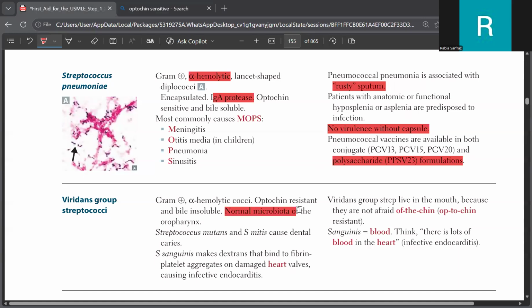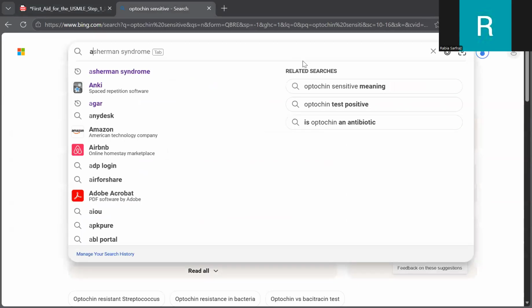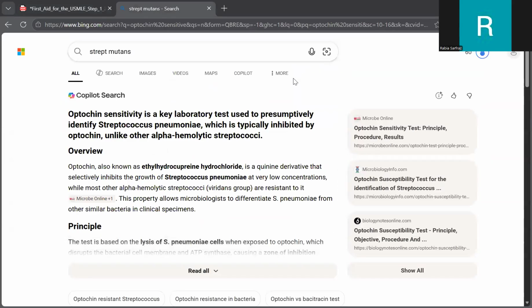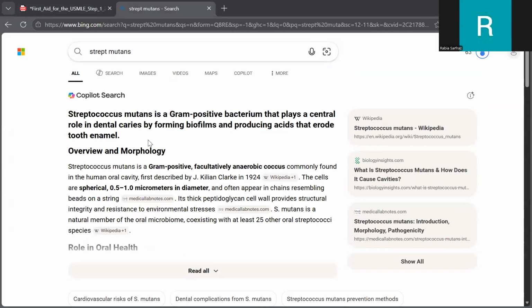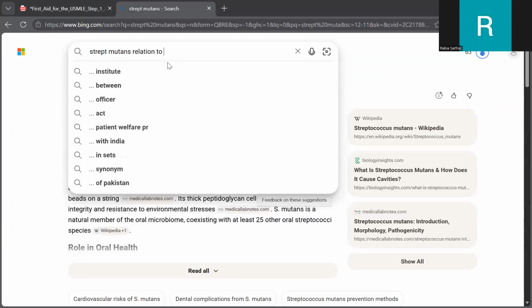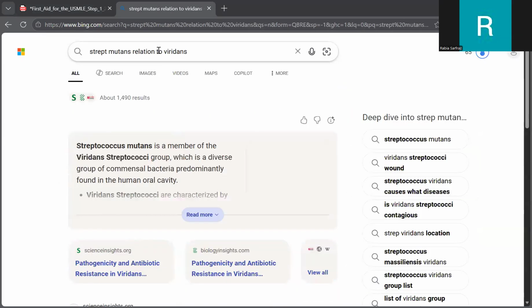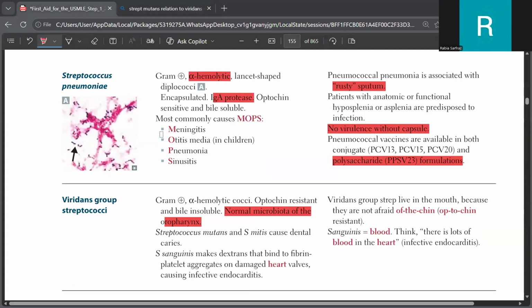It is present in normal microbiota of the oropharynx, and Streptococcus mutans and Streptococcus mitis cause dental caries. I think these are the Strep mutans we have to look at. It is a gram-positive bacterium that plays a central role in caries. And what is its relation to viridans? It is a member of the viridans streptococci group. So this can cause dental caries.